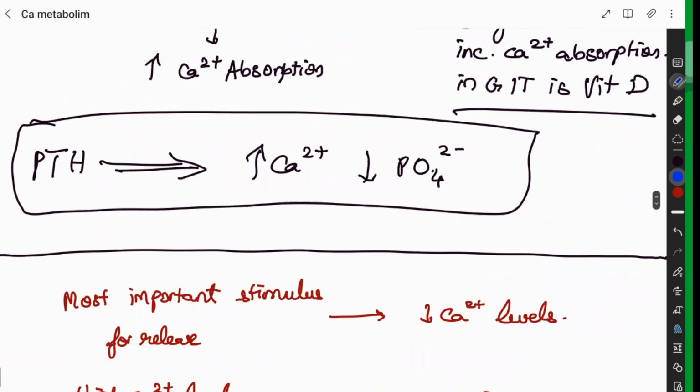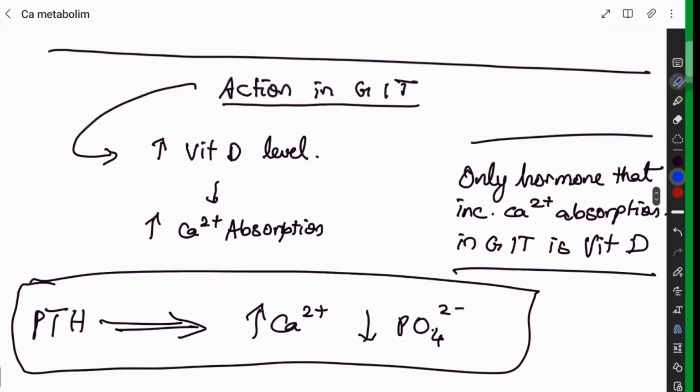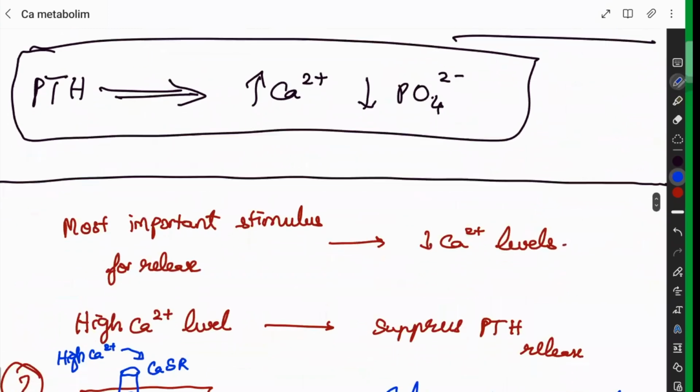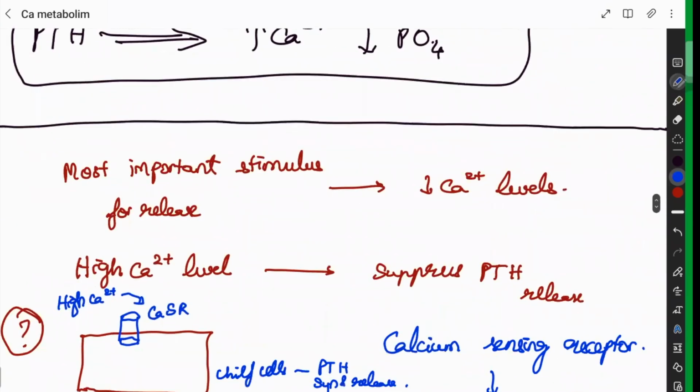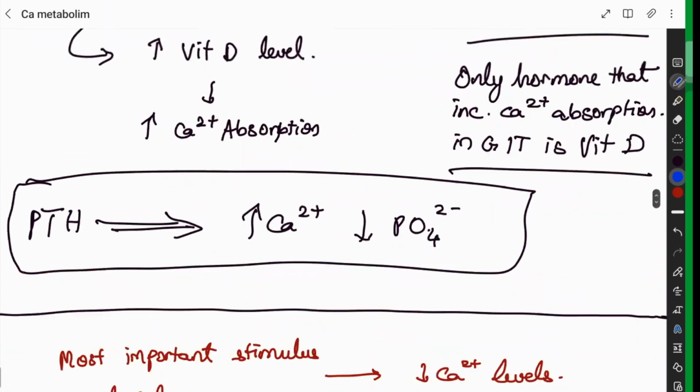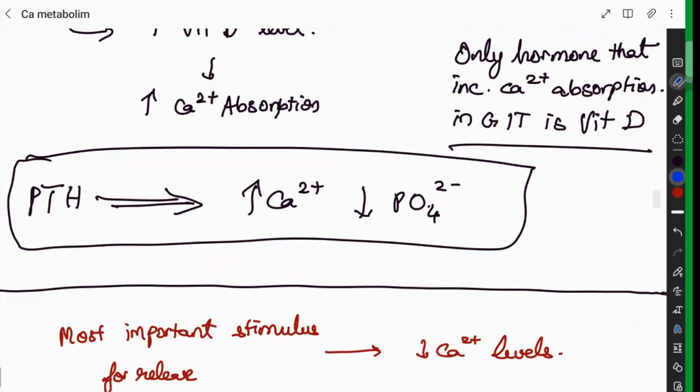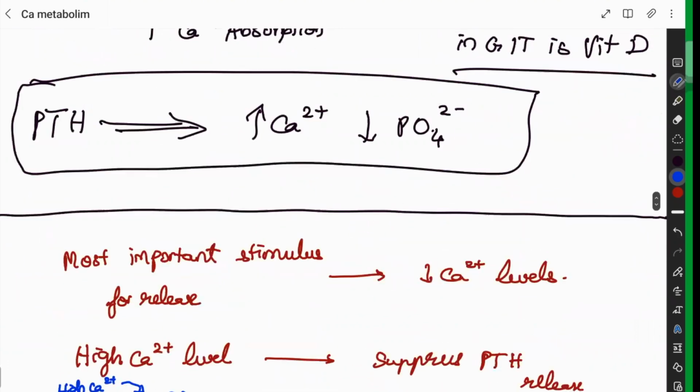But what happens here is that calcium gets absorbed, but phosphate is not absorbed. So what happens? There is an increase in the calcium, but a decrease in the phosphate. So the most important stimulus for the release is the calcium ion level. Okay? So remember, the most important factor helpful in the release of vitamin D is a decrease in your calcium level.